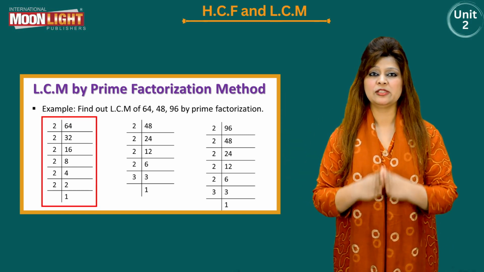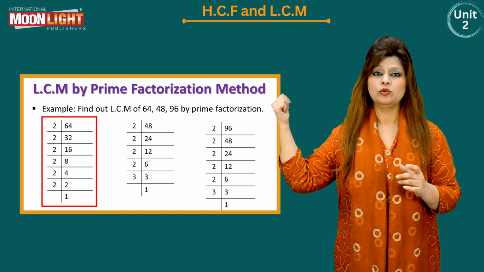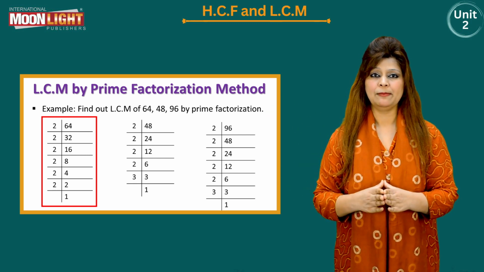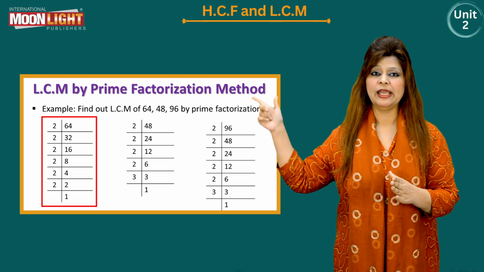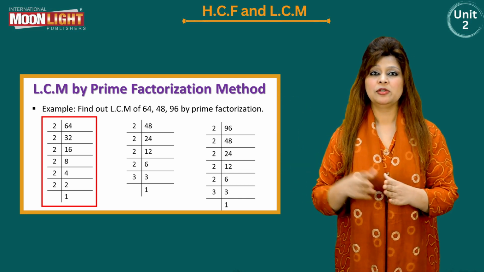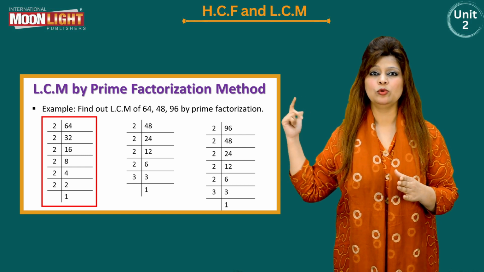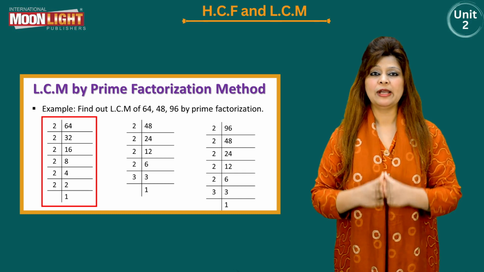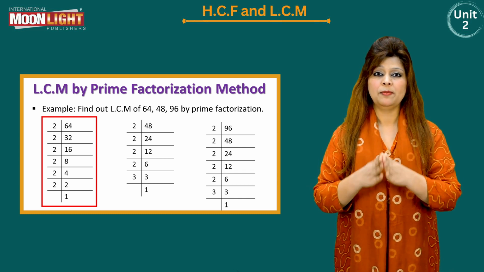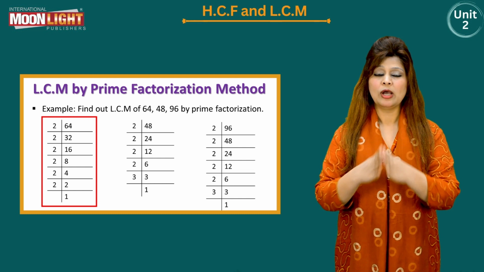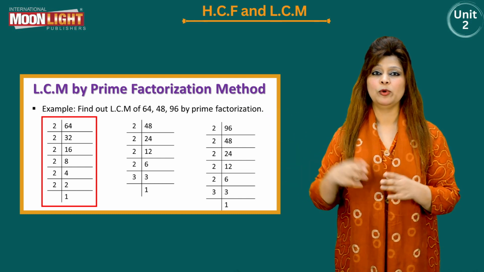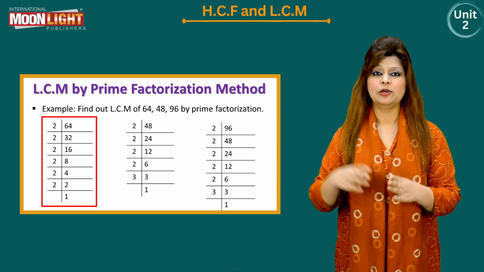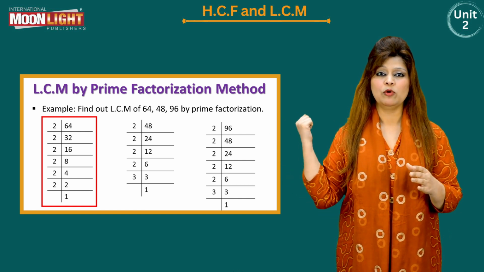First number I will take 64. I am going to divide this number by 2, which is a prime number. So 2 I will write over here and then I am going to divide it. 2 3s are 6 and 2 2s are 4. So I will write 32 over here. Now I will divide the number 32 by the prime number 2. So I will write 2 over here and write down 2 1s are 2 and 2 6s are 12. So 16 will come over here.